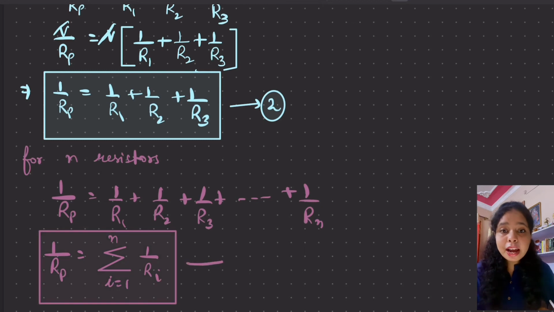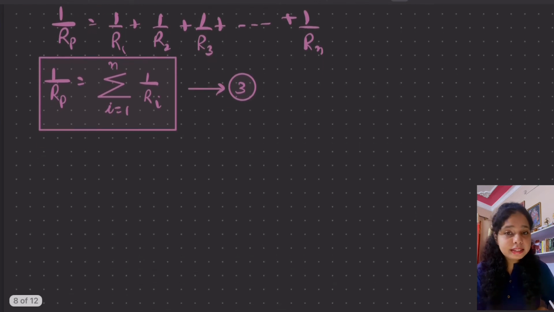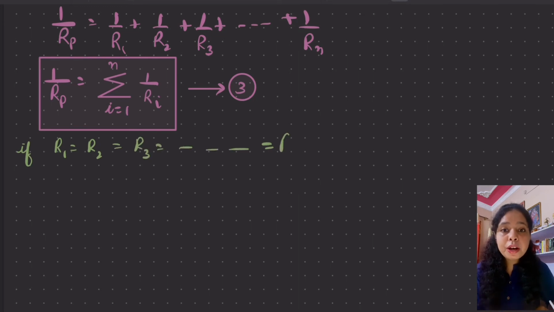But if we are having n number of resistors connected in parallel such that the resistance of each resistor is same, then we can say 1 upon Rp is equal to 1 upon R plus 1 upon R plus 1 upon R plus and so on 1 upon R. So in general I can say 1 upon Rp is equal to n upon R. That means total resistance Rp is equal to R divided by n.